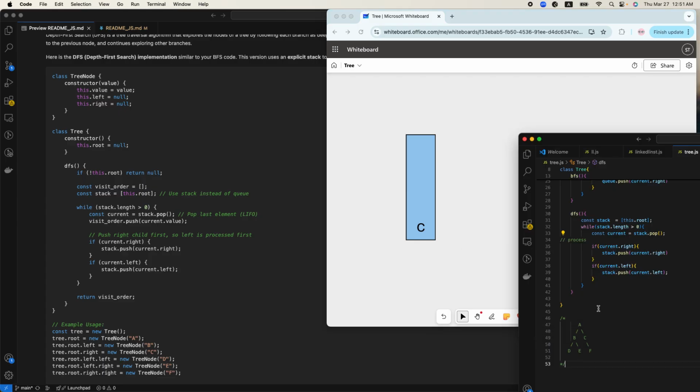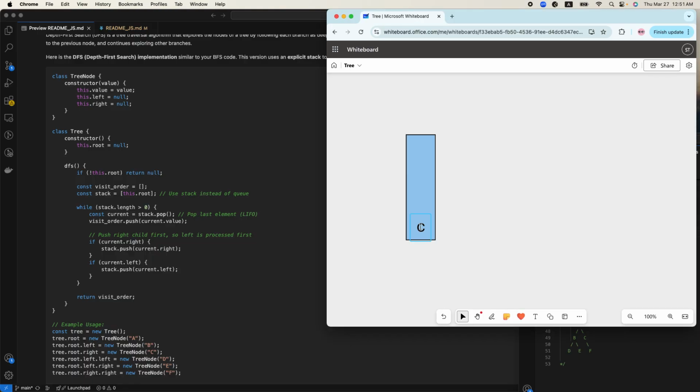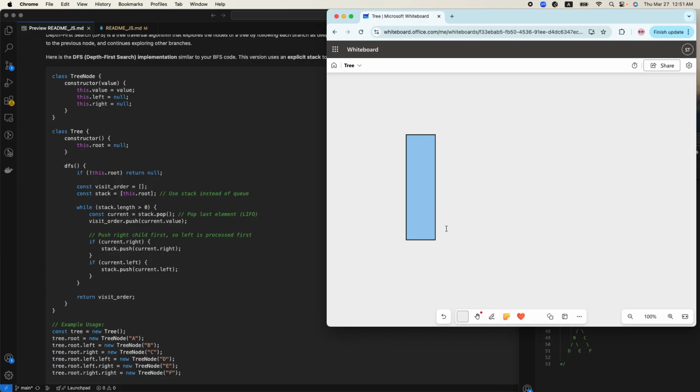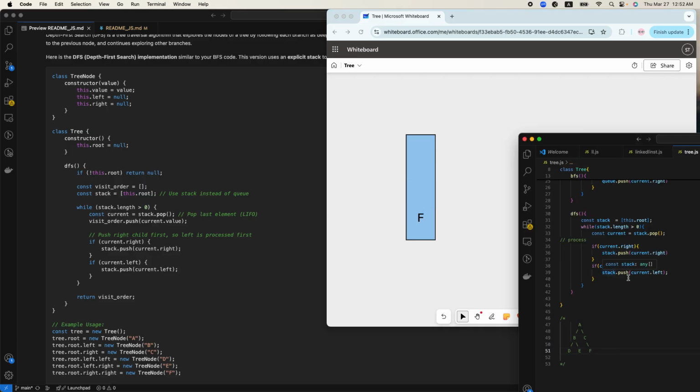So the loop continues. Now the length is 1, again greater than 0. So we extract or remove the last inserted node left in the stack, and that is C. Now we do our process here, and then we check, does node C have a right node? We see it has, so we insert that to the stack. And how about the left child? Does it have a left child? We see it doesn't.